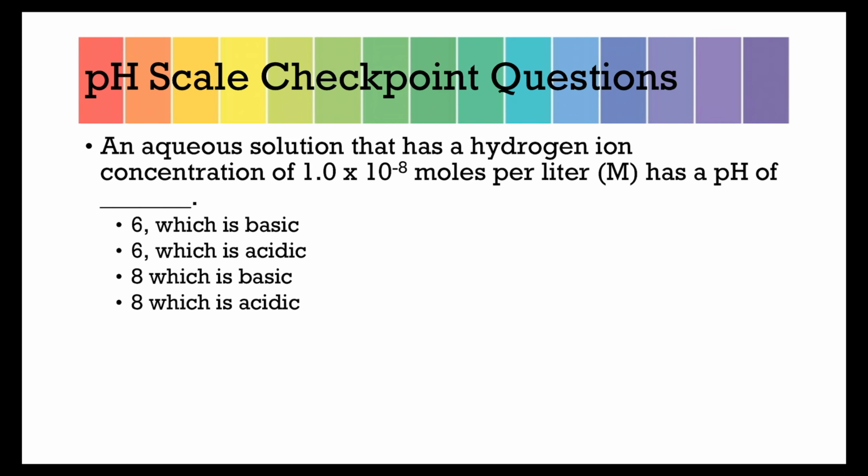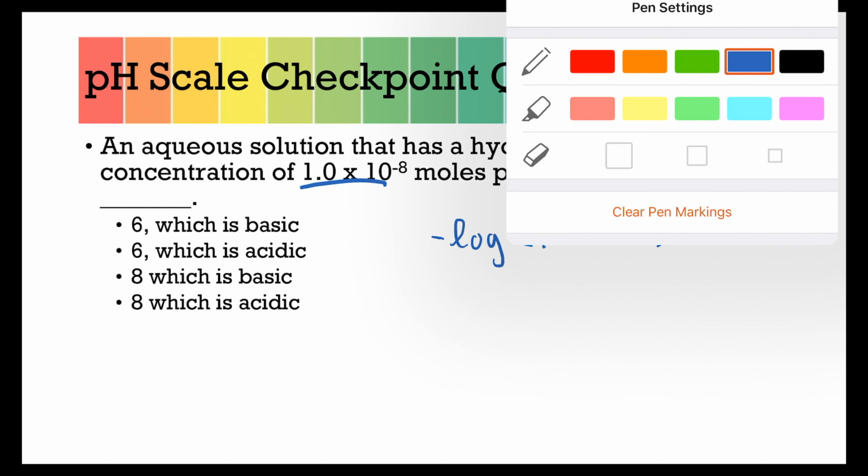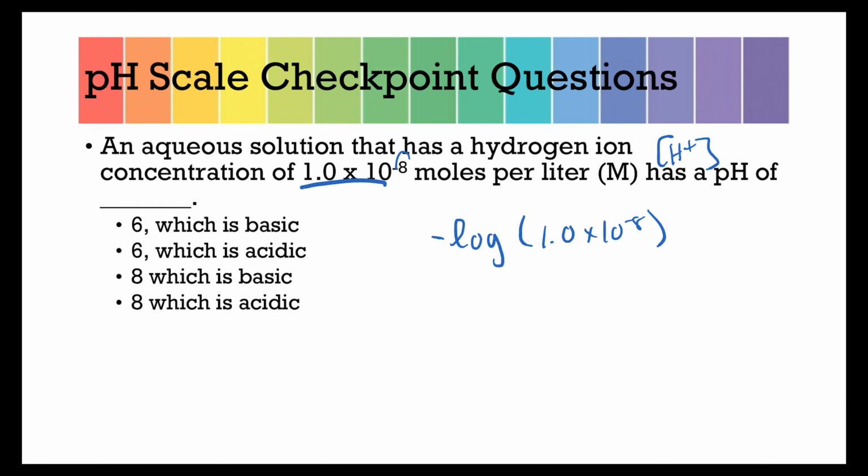Number 2. An aqueous solution that has a hydrogen ion concentration, so that's H+. We're talking about acid, we're talking about pH. It has a concentration of this number, in moles per liter, and has a pH of... so a few ways you could do this. You could plug in negative log of this number. If you don't have a calculator, or you just don't want to do that, you don't have to. Look at this exponent. That exponent means you have a pH of 8.